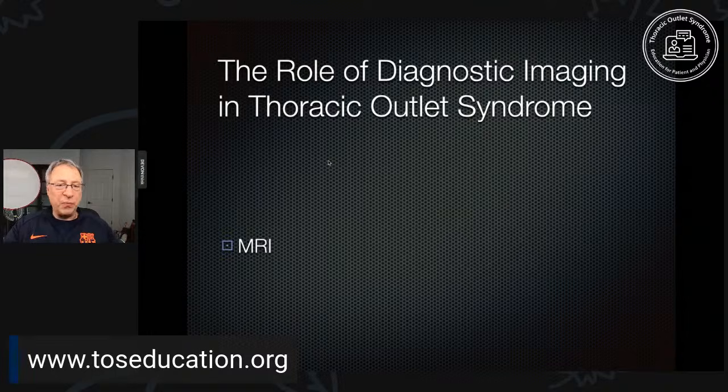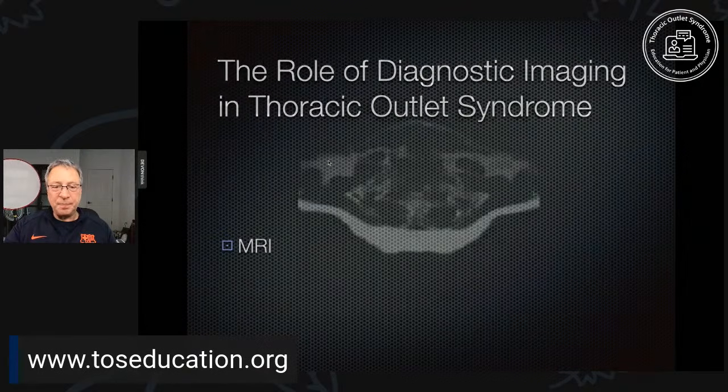MRI works on a different physical principle than CAT scan or X-ray or angiogram or venogram. It doesn't use X-rays. It uses high-strength magnetic fields which generate radio waves, and then the radio waves are read and interpreted by the computer, which turns them into images.